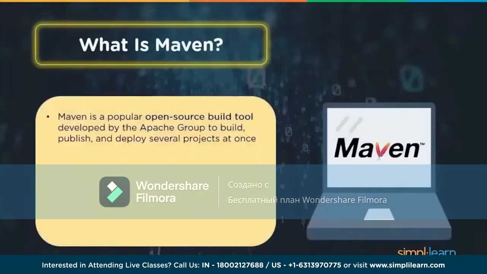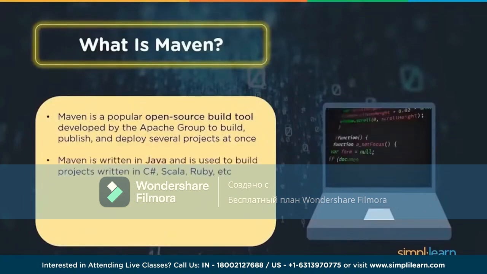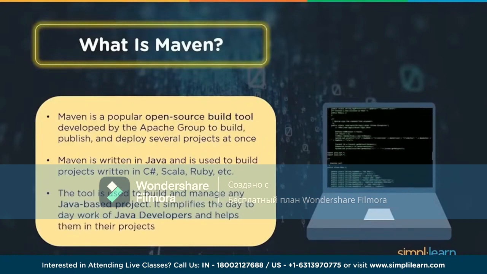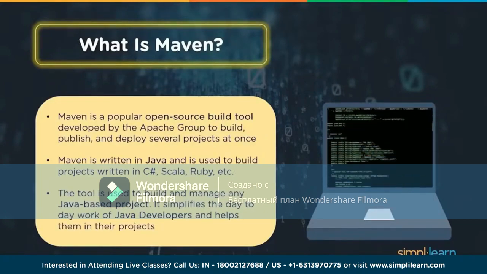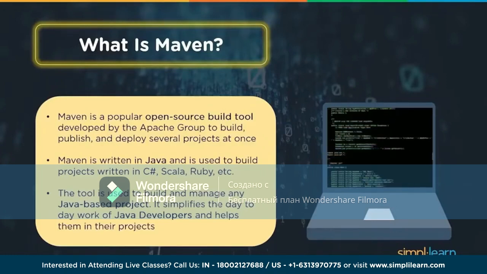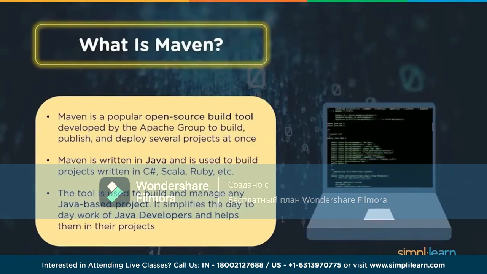Maven is a popular open source build tool developed by the Apache group, and the primary purpose of this tool is to build, publish, and deploy several projects at once. Maven is written in Java, and it can be used to build projects written in C#, Scala, Ruby, etc. So apart from Java, these are the different programming languages supported by Maven for performing the build activity. The tool is used for build and management of any kind of Java-based project. It simplifies the day-to-day work of a Java developer and helps them automate most of the compilation or build tasks on the projects.